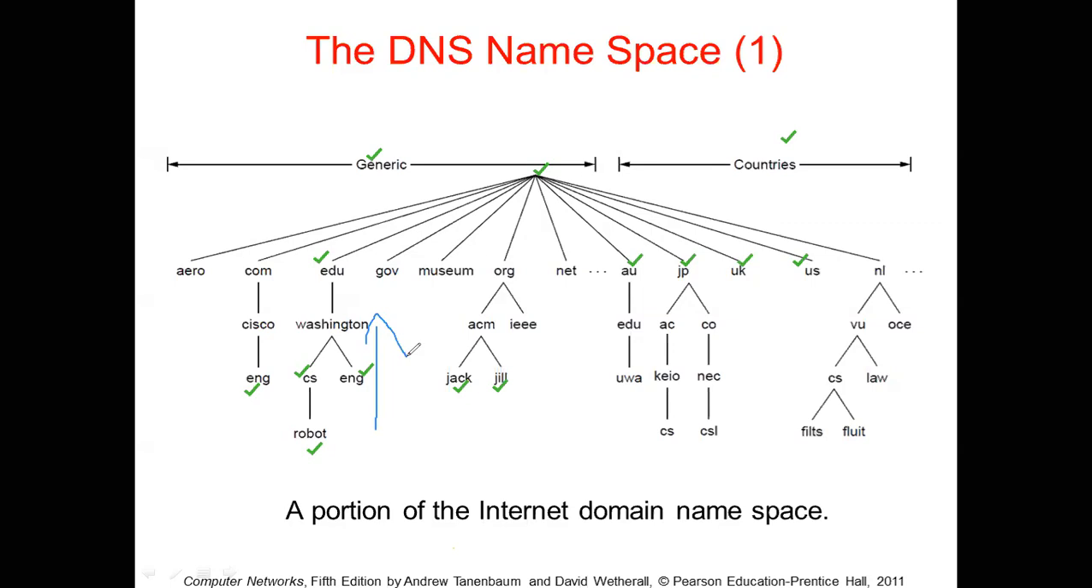Now, one important thing to remember about domain names is that domain names are usually case insensitive. Every domain name component can be up to 63 characters, and the whole path should not exceed 255 characters.